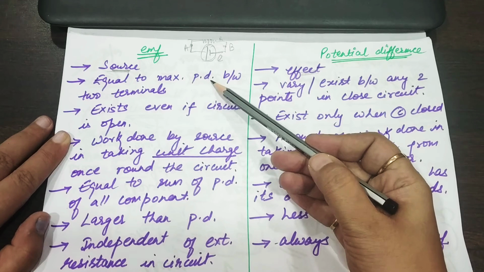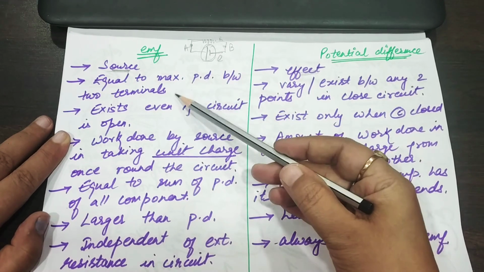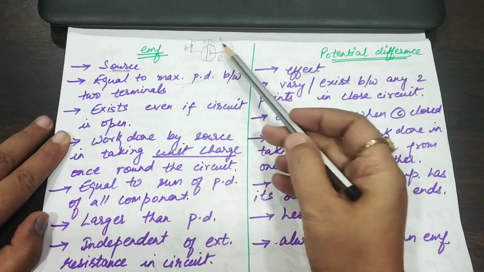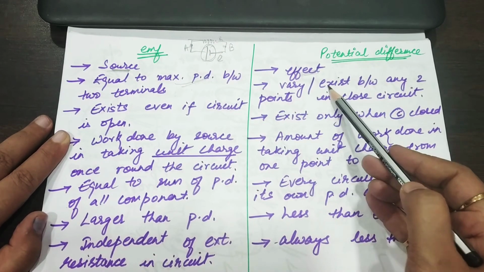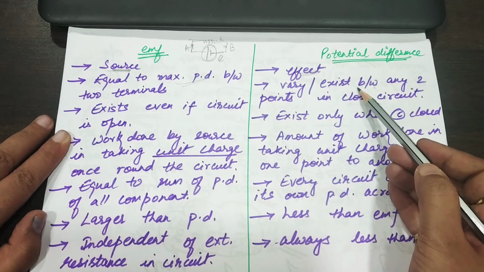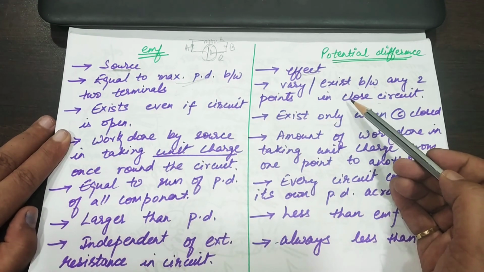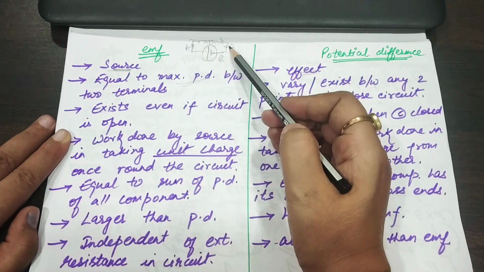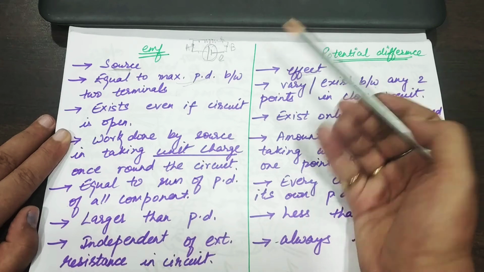It is equal to the maximum potential difference between two terminals, and it may vary between any two points in a closed circuit. It may vary depending on what component we are taking. Suppose I am taking potential from here to here, it will be different from here to here. It will be different, right?